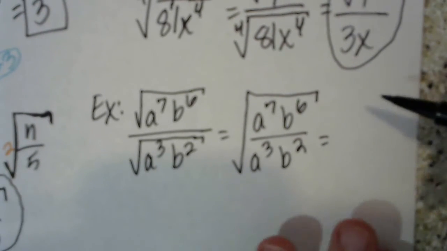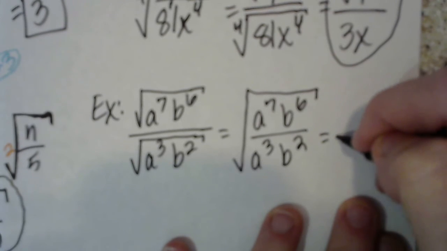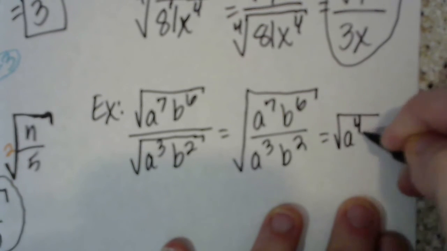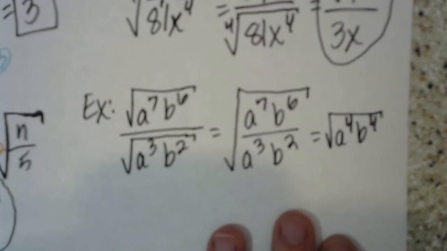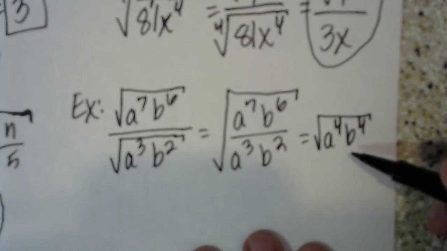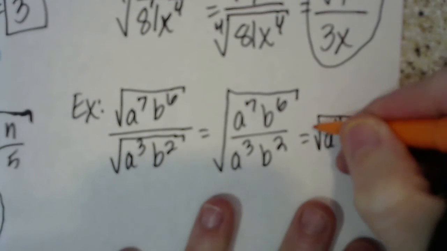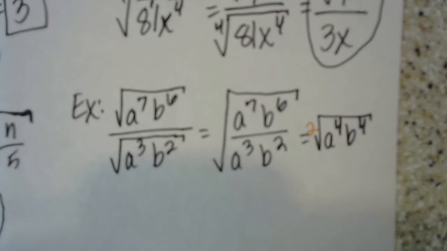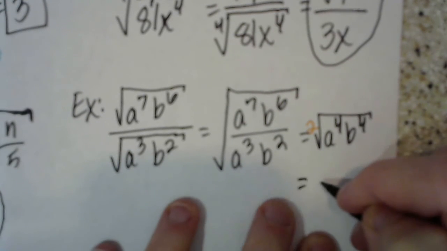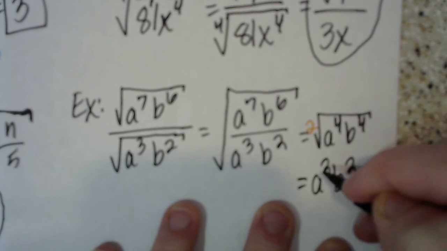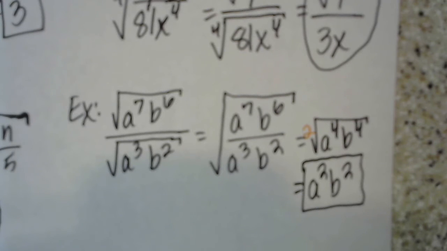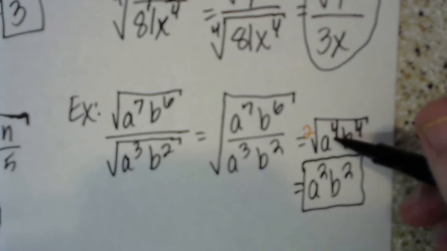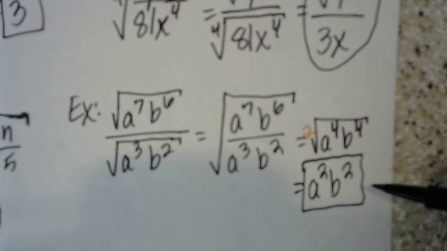Now I can see that this gives me the square root of a to the fourth, b to the fourth. And then I can do more with that because this is groups of 2, right? Because it's a square root. So this actually becomes a squared, b squared, everything outside of the radical. Square root of 4 is 2, right? So our 2 groups of a's and 2 groups of b's can come out. So that would be your final answer.